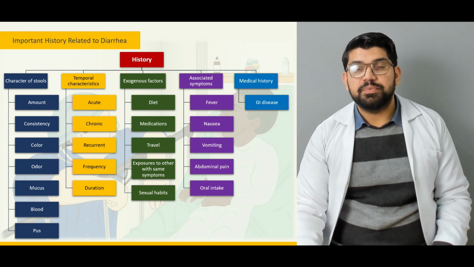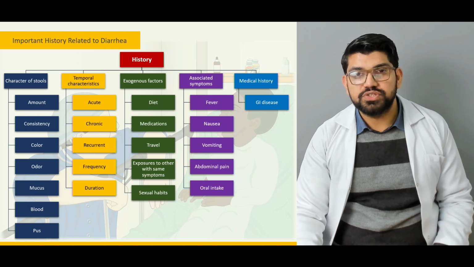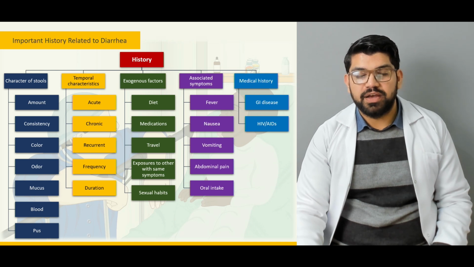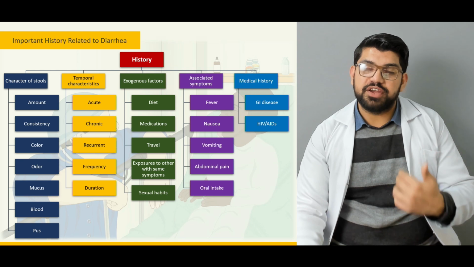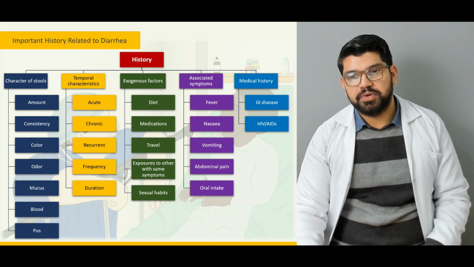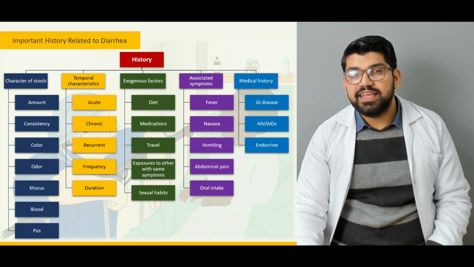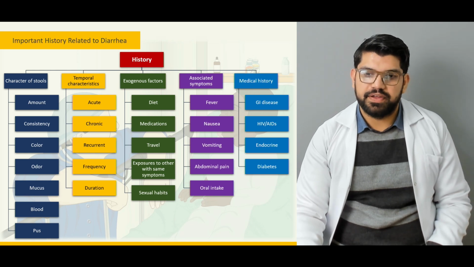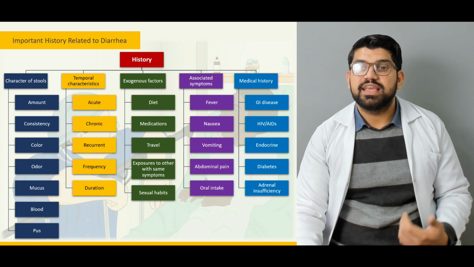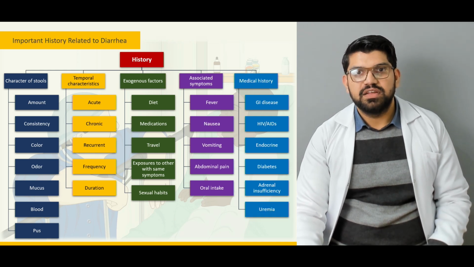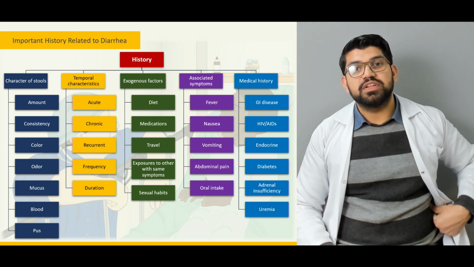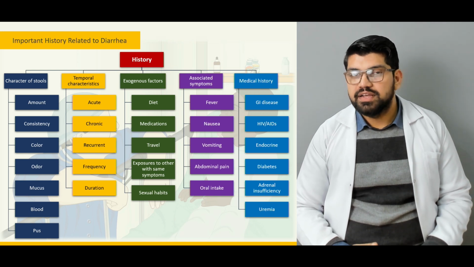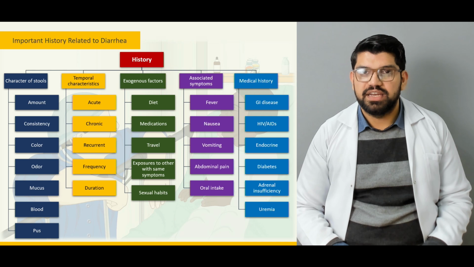Medical history: any previous GI diseases, malabsorption syndromes, HIV and AIDS, immunocompromised. These patients tend to have diarrhea for prolonged duration, chronic diarrhea. Endocrine: any endocrinological problem can cause diarrhea. Diabetes can cause diarrhea. Adrenal insufficiency can cause diarrhea. Uremia: patients with nephropathy, chronic kidney disease, patients already on hemodialysis where the signs of uremia prevail, which can cause diarrhea.